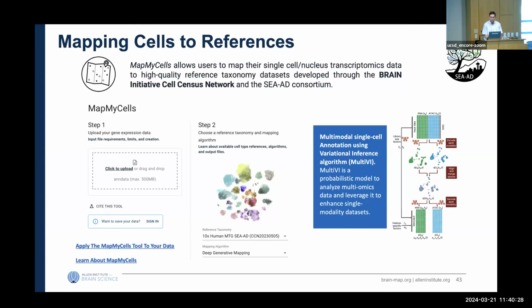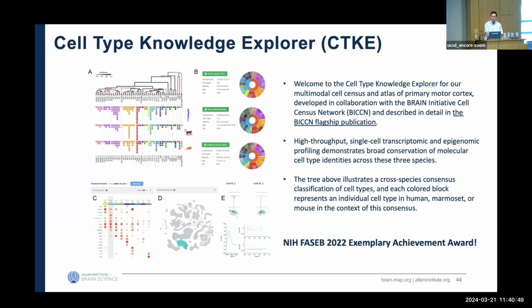But then we also have more of a variational autoencoder way. I'll talk about that later as we get more quantitative. There's an implementation of this variational approach to map it, and it seems to do a little better than simple correlation. Yeah. So, the cell type knowledge explorer, here it is. So you can go check it out. This summarizes all the information from the primary motor cortex in 3 species. And it has all the different things: it's got the patterns, it's got the transcriptomic cell types, it's got the morphology.